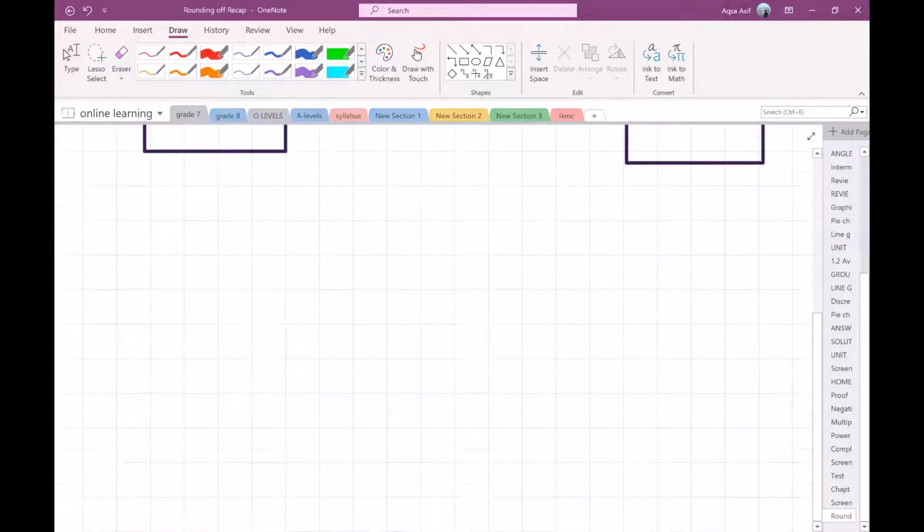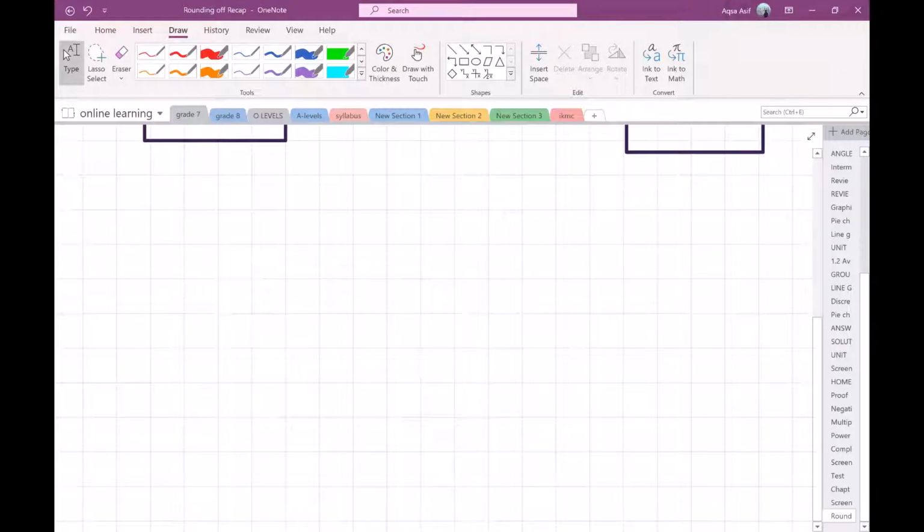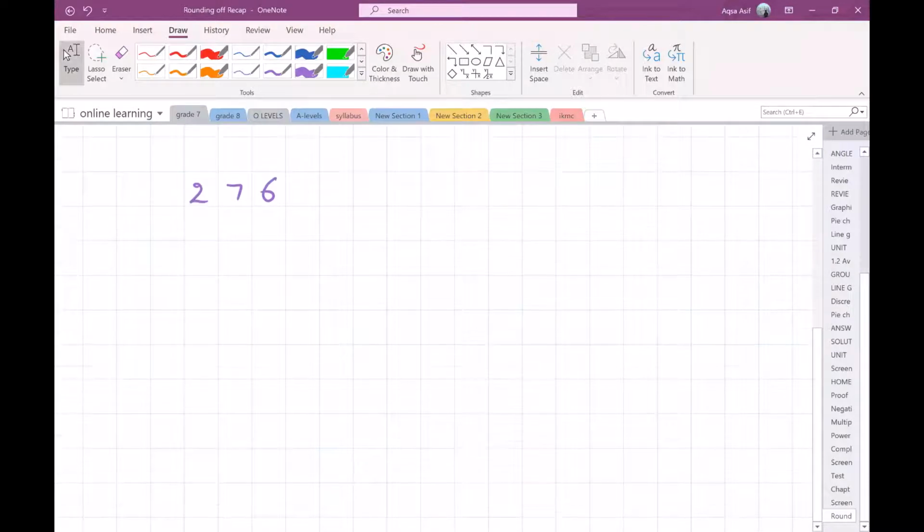For example, if you have a number, let's suppose 276, and you have to round it off to the nearest 10. The most important thing to note here is to write down your ones, tens, and hundreds positions. You should know that 6 is at the ones position, 7 is at the tens position, and 2 is at the hundreds position. If you have to round it off to the nearest 10, it means that you have to round it off at this point.